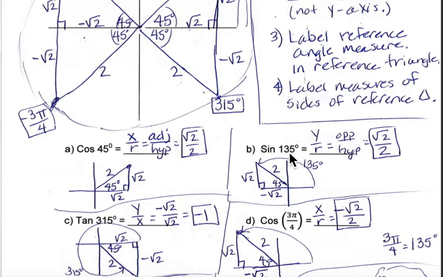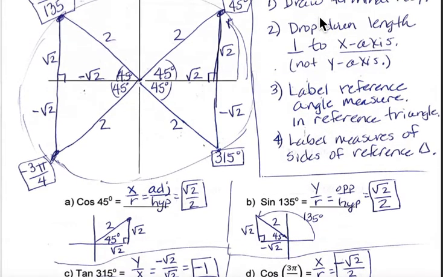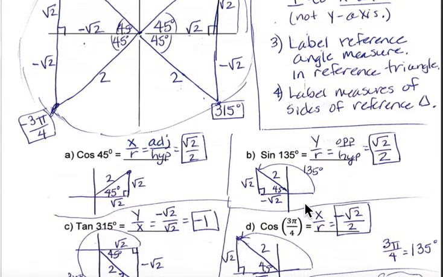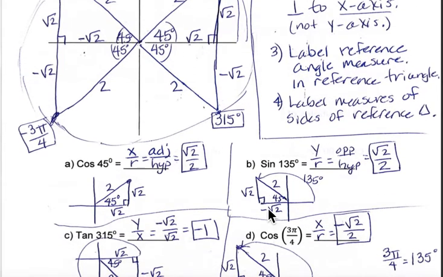So sine of 135 degrees. The first thing I'm going to do, step 1, draw the terminal ray. The terminal ray will be in quadrant 2, a 135-degree rotation of the initial ray. Second step, drop down the perpendicular to the x-axis. And then label the reference angle, which is 45 degrees, because the reference angle is always the angle that's in between the x-axis and the terminal ray. That reference angle is 45 degrees. So this is a 45, 45, 90 triangle where the radius, or the hypotenuse, has a length of 2, and each leg is square root of 2.